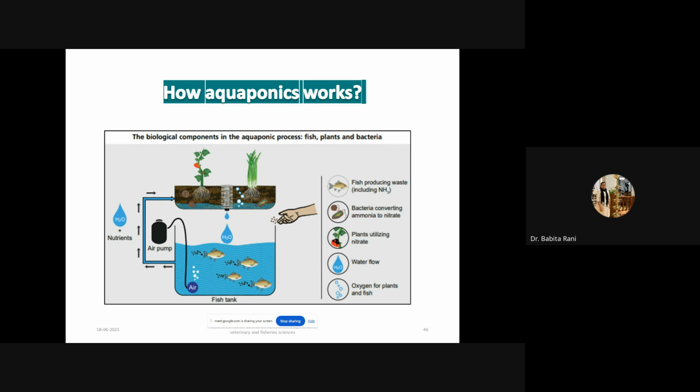Okay, so what will happen? The waste produced by the fish will be converted by bacteria in the roots or in this hydroponic bed, ammonia into nitrate. The nitrification process will happen in the hydroponic bed. That will be converted, and it will be safe for the fish, and the water will be returned back. The water level will be controlled with the bell siphon.